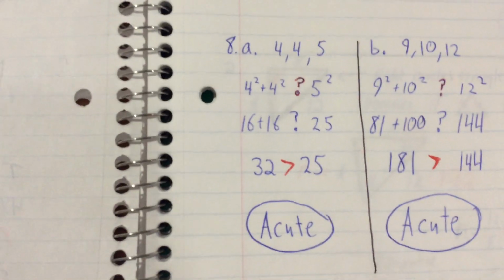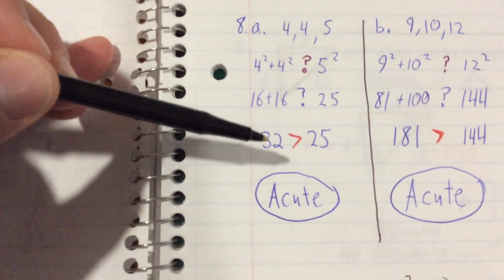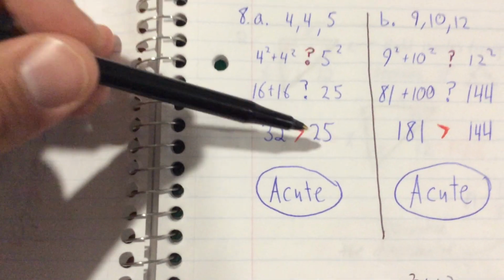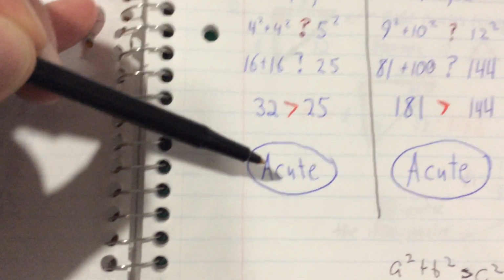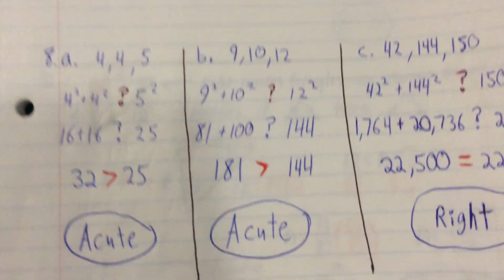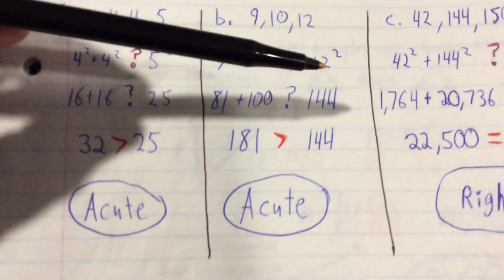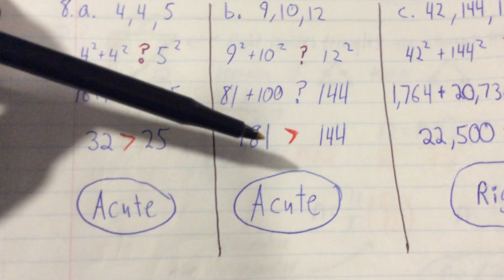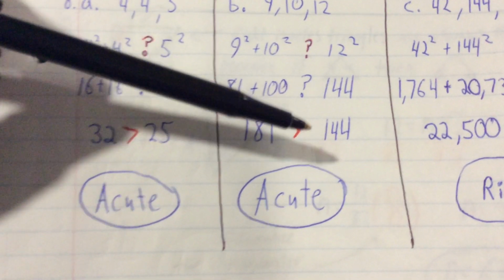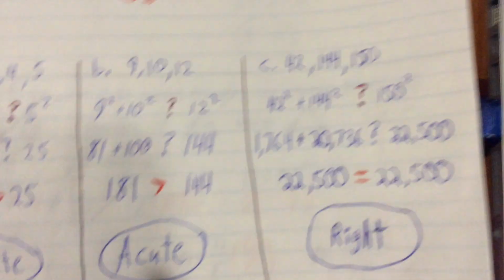All right, so looking at 8a, when we set up the Pythagorean theorem there, we end up getting 32 compared to 25. So 32 is greater than 25, more is less. It's an acute triangle. Looking at B, this example worked out the same. We got 12, the hypotenuse by itself, or the potential hypotenuse. So when we crunch this out, you should get 181 is greater than 144. So again, more is less. It's going to be acute.